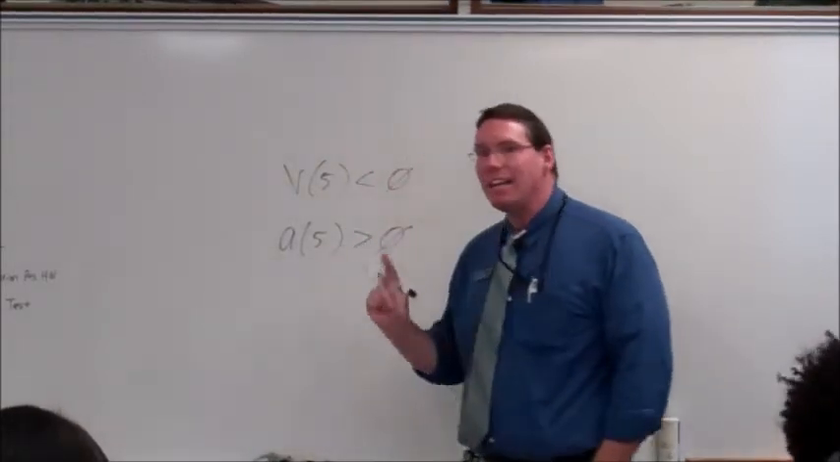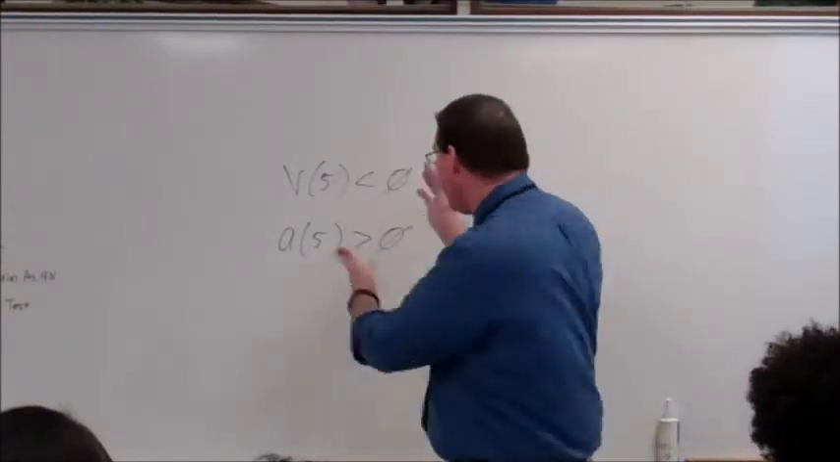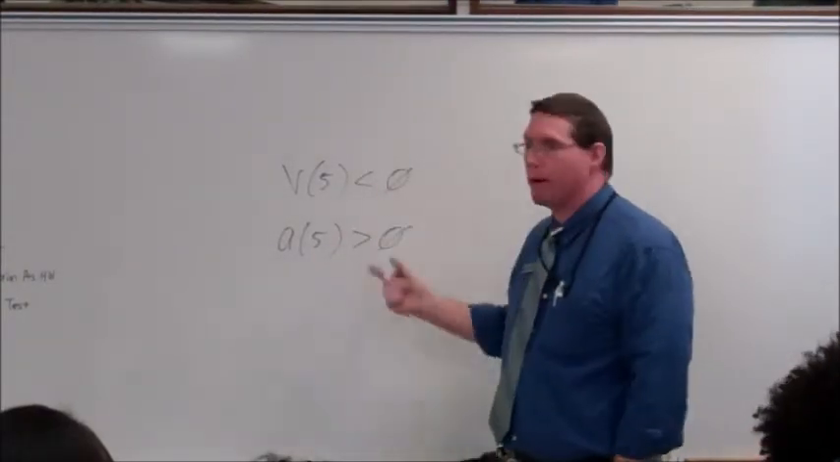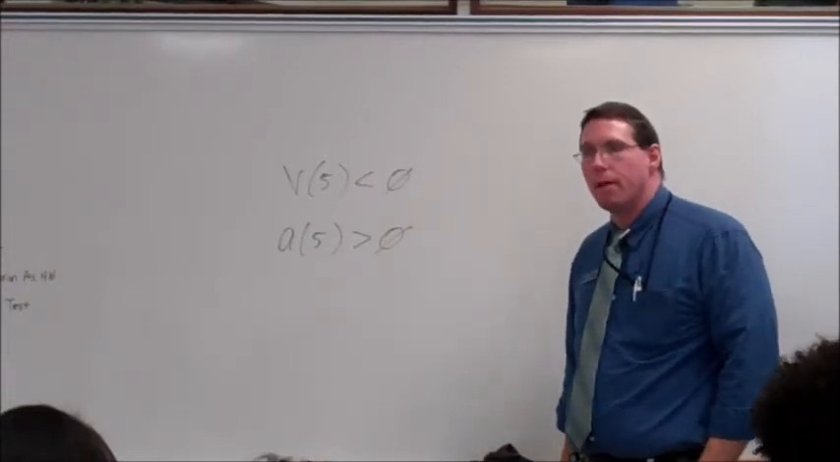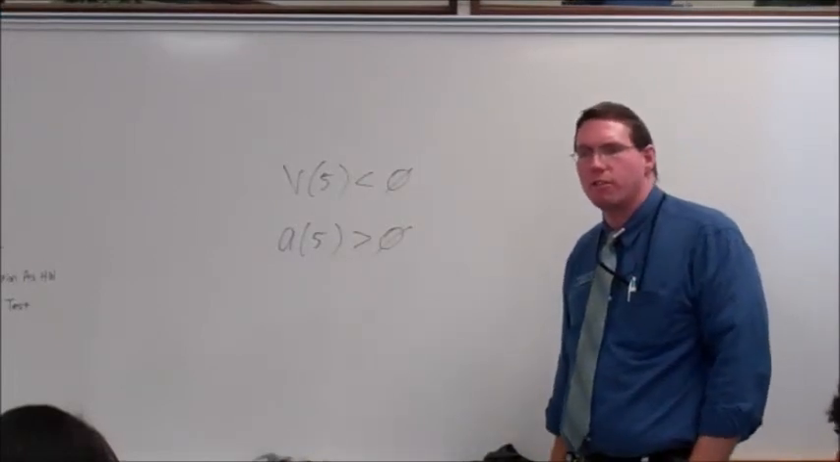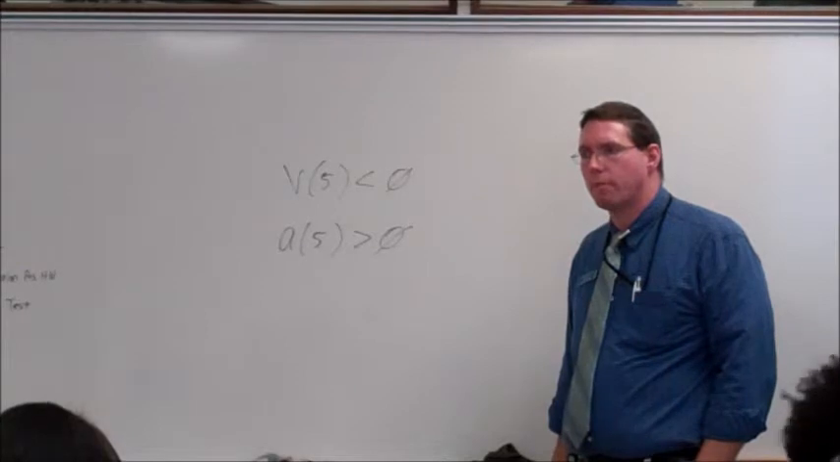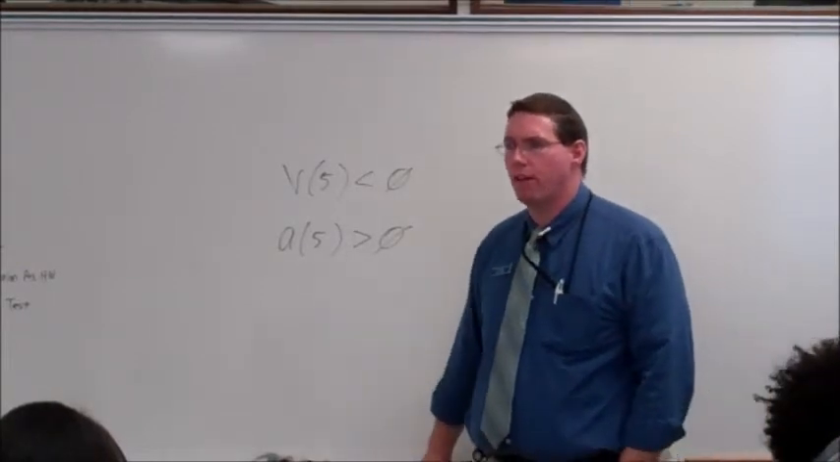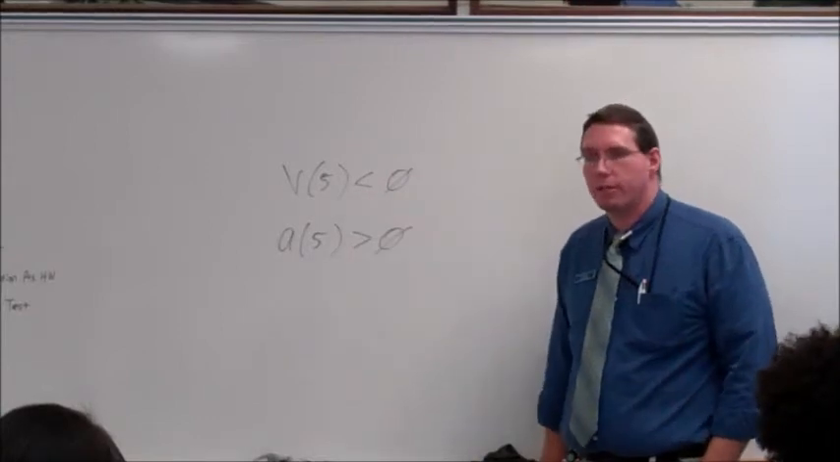So analytically, looking at a graph, we're able to convert information from a graph into analytical information. Well, really, this is numerical information, actually, I should say. And with this numerical information, at time 5, what is this object doing? It's slowing down. Okay? What direction is it moving?